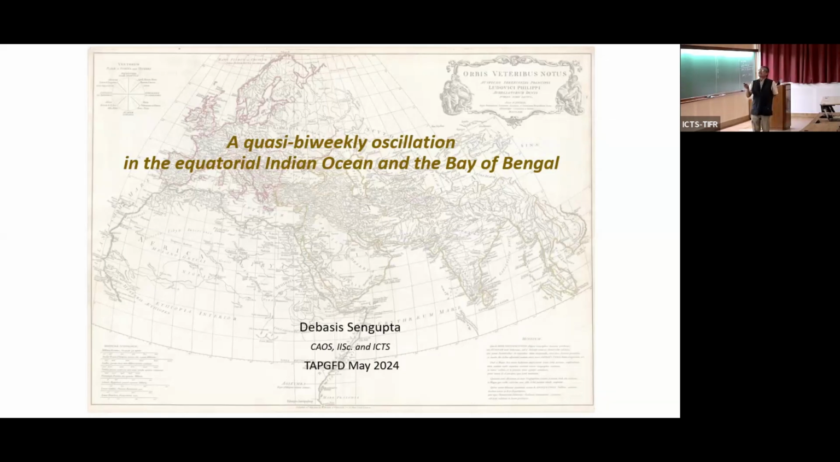So there's this quasi-biweekly oscillation. It's about a 14-day period in the tropical atmosphere and also in the ocean. That's what the talk is about. I will show you two regions where this is prominently seen: one is the equatorial Indian Ocean and one is the Bay of Bengal.